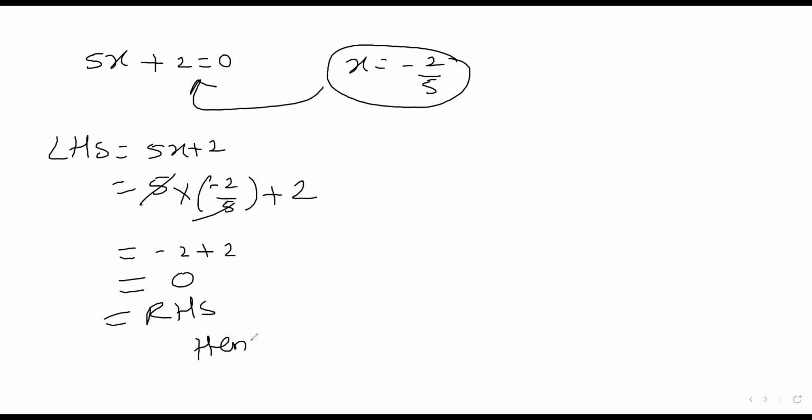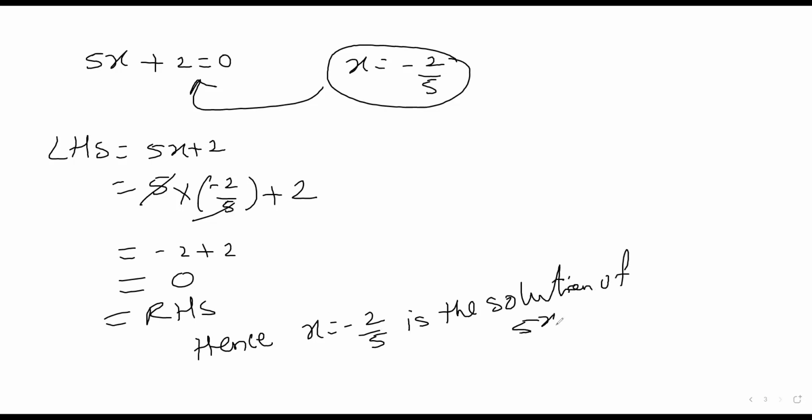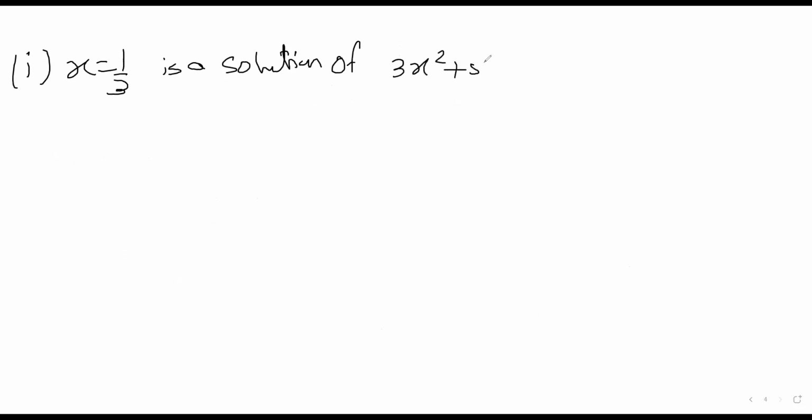मग तुम्ही म्हणणार hence x is equal to minus 2 upon 5 is the solution of 5x plus 2 is equal to 0. हे झालं लिनियरचं. तसंच तुम्ही क्वाड्रेटिकचं करायचं. क्वाड्रेटिक मध्ये तुम्हाला ते दोन देणार नाहीत, एक काहीतरी देतील. एक जरी सॅटिस्फाय झालं तरी ते सोल्युशन असणार आहे. लेट्स डू दॅट. Okay, so check whether x is equal to 3 is a solution of the equation 3x square plus 5x minus 2 is equal to 0. What you will do?